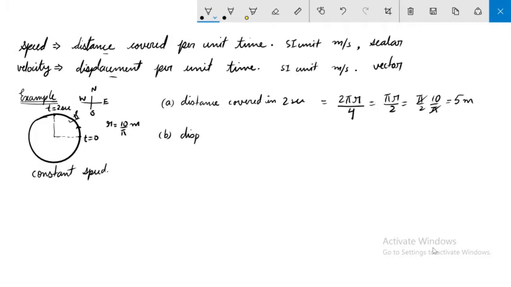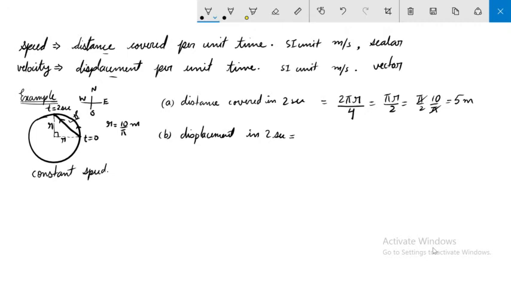Let us try to find out displacement in 2 seconds. Okay, now we know that displacement is the shortest possible path from initial to final position. So initial position is at t is equal to 0, final is at t is equal to 2 seconds. So displacement is the shortest possible path like this. This is the displacement. So we can see that this displacement can be found easily by using Pythagoras theorem.